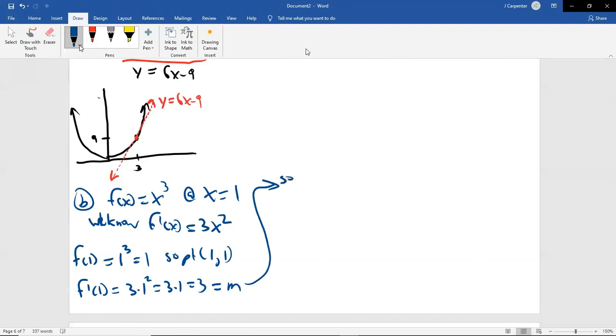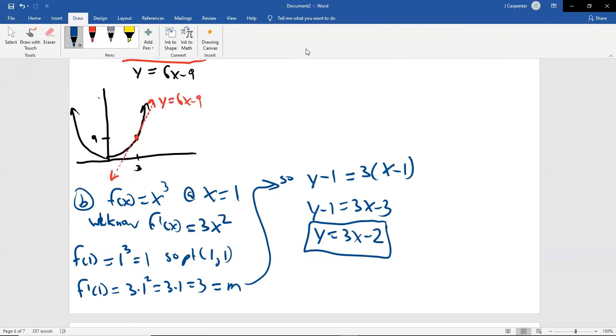So our tangent line is y minus y1, which is 1, equals m, which is 3, times x minus x1, which is also 1. Distribute the 3, you get y minus 1 equals 3x minus 3. Add 1 to both sides, you get y equals 3x minus 2. Watch your signed arithmetic. Your calculus students, you should know your signed arithmetic.